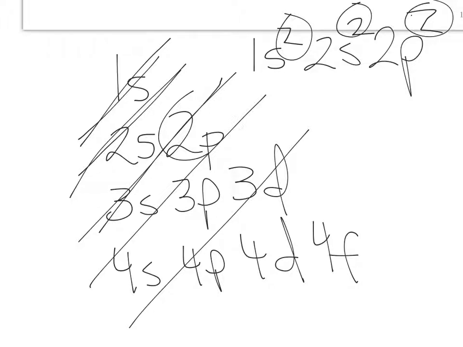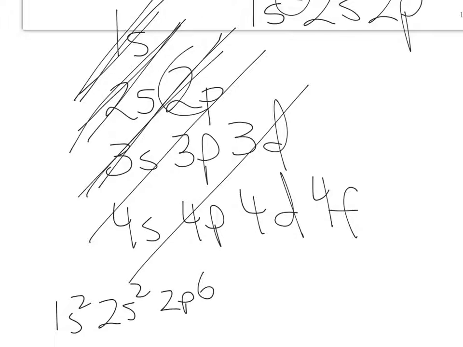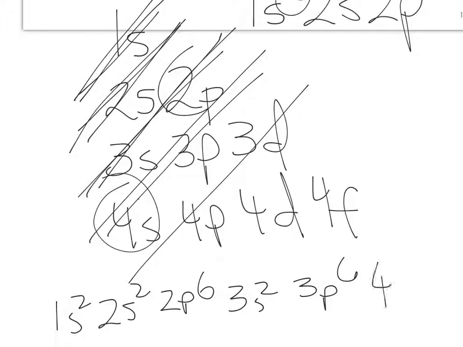For example, if we do calcium, calcium has 20. So we're going to do the same. Go here, it will be 1s2, 2s2, 2p6, 3s2, 3p6, and 4s2.